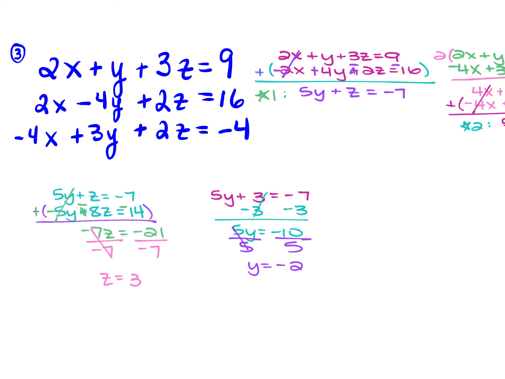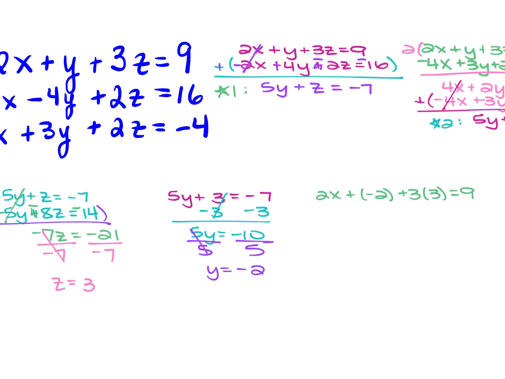From here, use one of the originals. I'm going to use the top one. So that's going to give us 2x plus y, which is negative 2, plus 3z, which is 3, is equal to 9. This is going to simplify to be 2x minus 2 plus 9 is equal to 9. Your negative 2 plus 9 gives you 2x plus 7 is equal to 9. We subtract this 7 over. We're left with 2x is equal to 2. Divide each side by the 2, and x is 1.